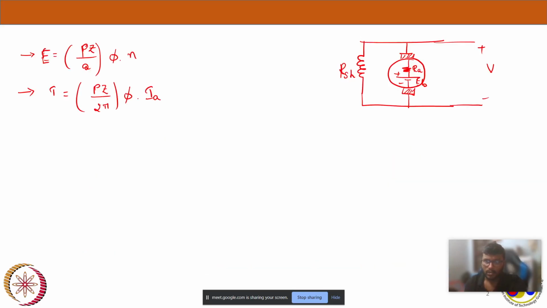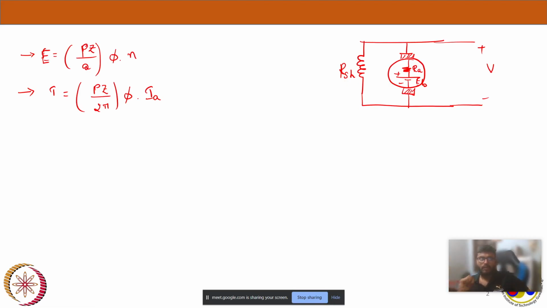As a revision of today's discussion, we started with the basic fundamental equations in a DC machine. My induced EMF is equal to Pz by A multiplied by phi multiplied by N, where P is the number of poles, Z is the number of conductors, and A is the number of paths. This will always be constant once you fix the machine, because the number of poles, conductors and parallel paths are constant. So the variable quantities will be the flux generated and the speed at which my motor will rotate.